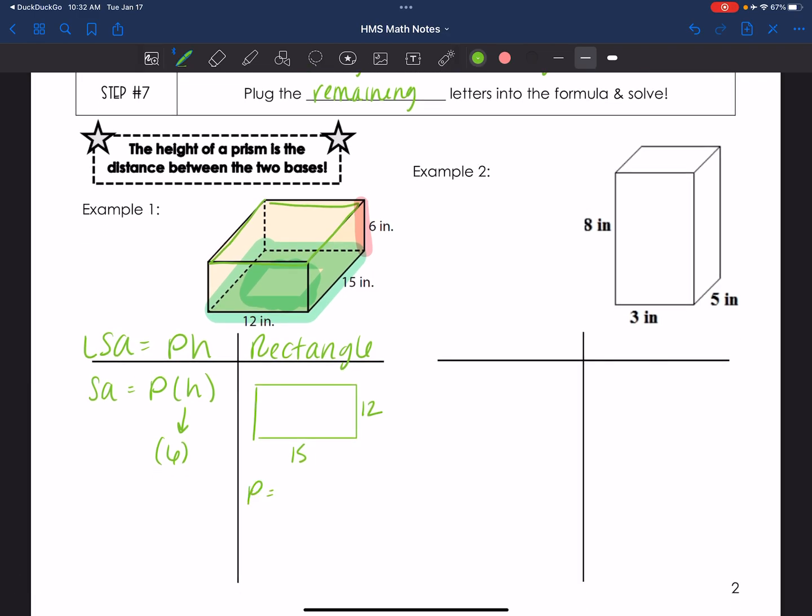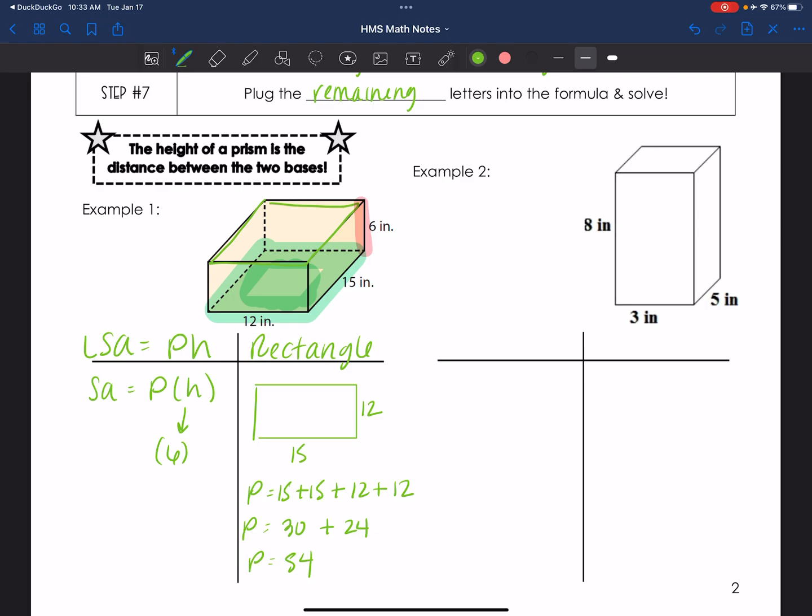And add it all up, right? So if I have 15, I know the other side is 15. If I have 12, I know the other side is 12. You could just plug this all into your calculator. I just know that 15 times 2 is 30 and 12 times 2 is 24. Therefore, the perimeter equals 54.